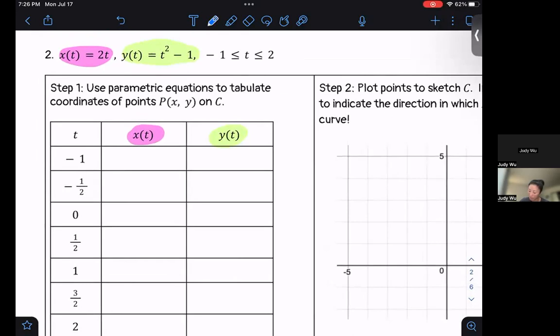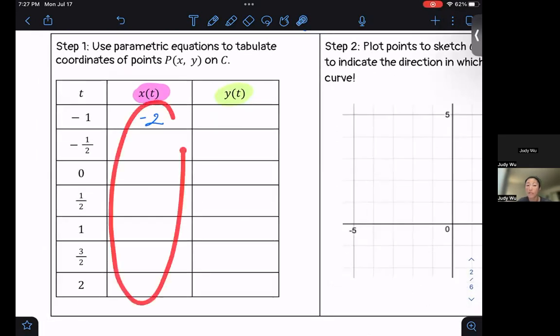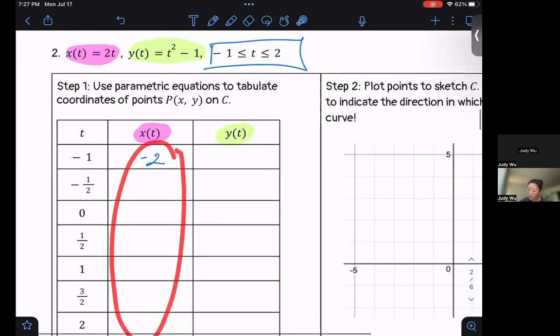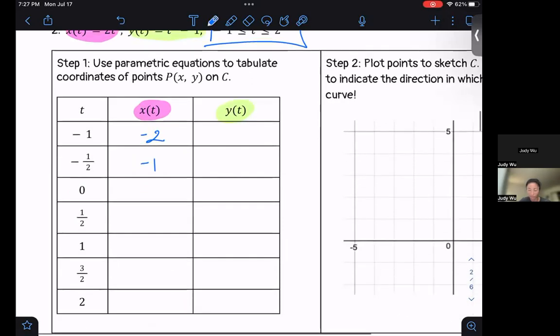2 times -1 is -2. Now, why would I choose some fraction values when I'm only trying to go from -1 to 2? Well, one of the reasons is I might want to get a few more points in there to make it clear what the shape is. But the other reason is I think it's good to practice how you pick nice numbers. And by nice numbers, I mean things that might give us a whole number output, okay? So -1/2 times 2 will give me -1. And then 0, 1, 2, and then 3 and 4. Okay.